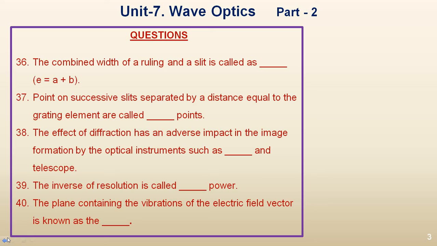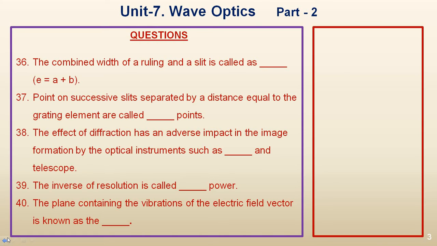Dear students, now we are going to see the answers for the question number 36 to question number 40. Question number 36. The combined width of a ruling and a slit is called as a grating element. Question number 37. Point on successive slits separated by a distance equal to the grating element are called corresponding points.